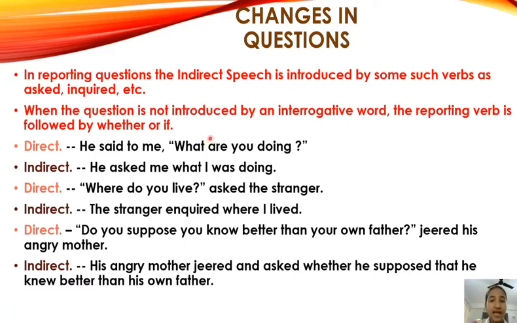So it says that in our indirect speech, when you use questions, basically interrogative sentences, we include words like asked and inquired. When the question is not introduced by an interrogative word, the reporting word is followed by whether or if. We can also include the words whether or if. So we'll see the changes like in direct speech.